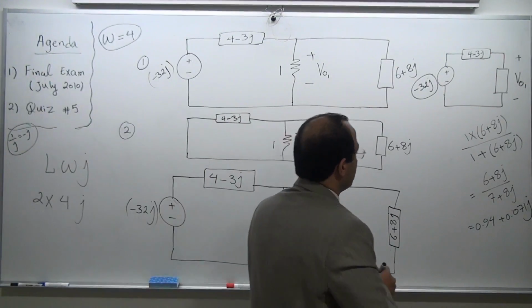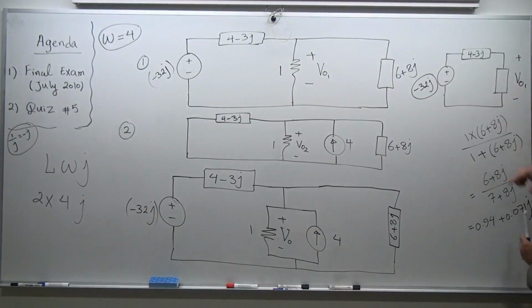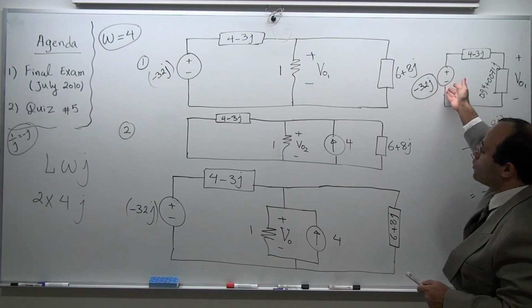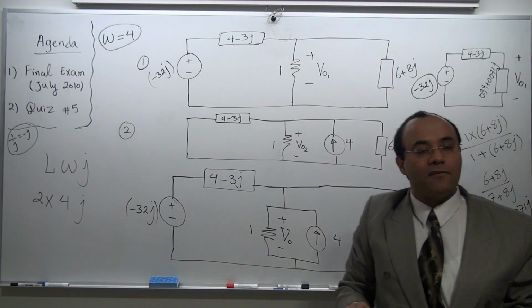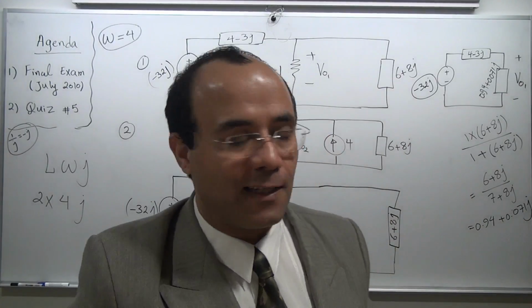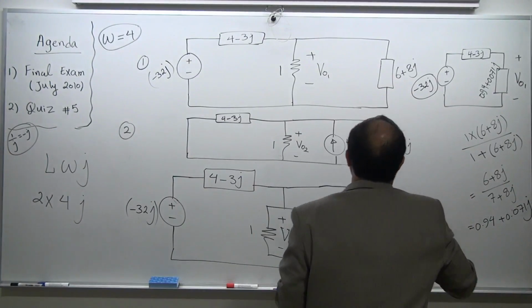Okay, what was the intention? The intention was to find this. It's 0.94 plus 0.071j. You have 2 resistors in series in front of a voltage source. That reminds you of a voltage division principle we have applied before, and that's going to give you a hand.